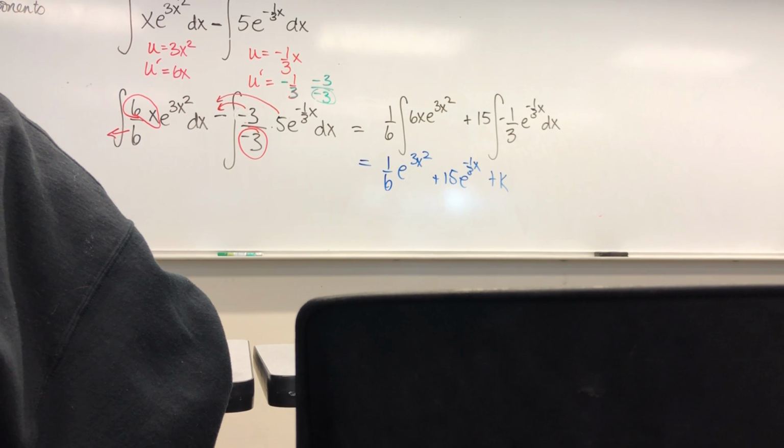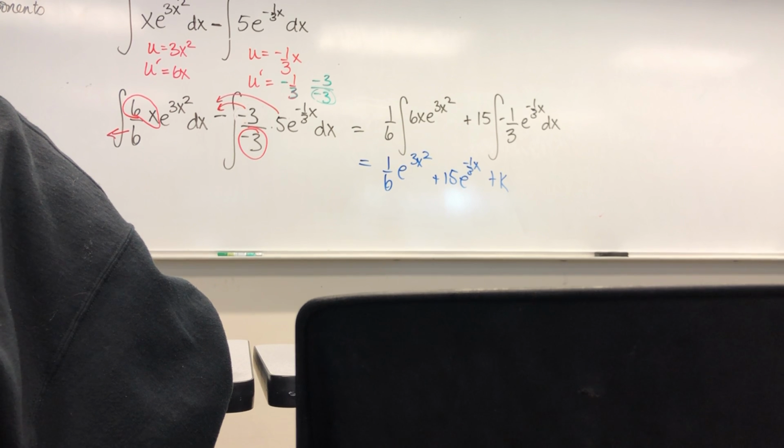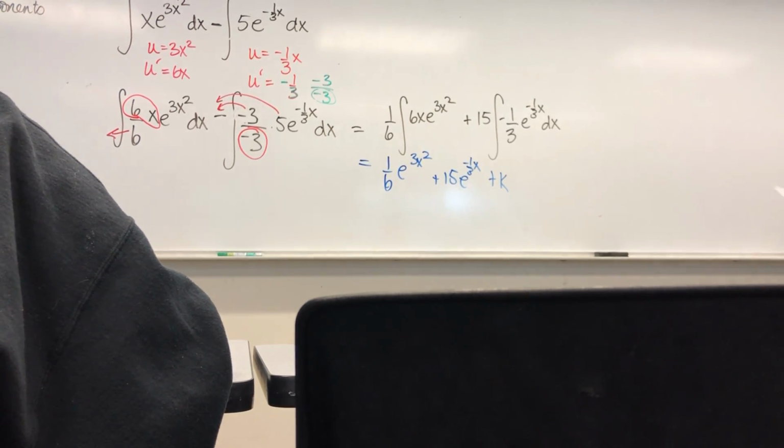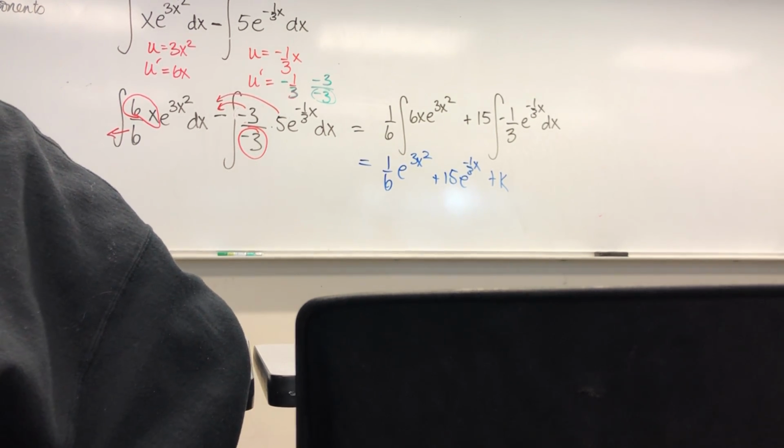Because if you bring this uptown, this has to become negative, but there's nothing there. It's 1. Bust out your handout. What rule are you using? What rule is this? Which one is it?